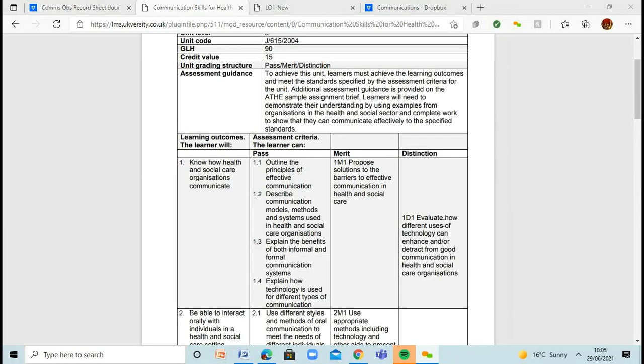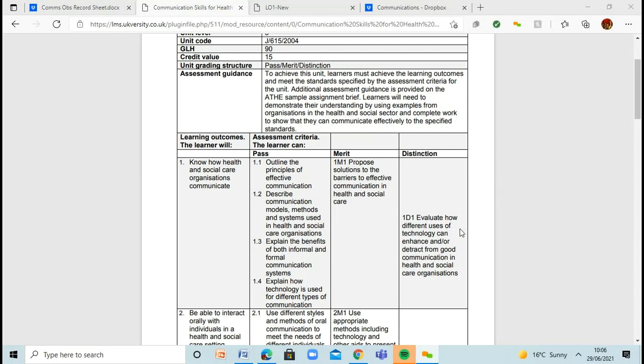So for the past section, you got 1.1, outline the principles of effective communication. 1.2, describe communication models, methods and systems used in health and social care settings. 1.3, explain the benefits of both formal and informal communication systems. 1.4, explain how technology is used for different types of communication.